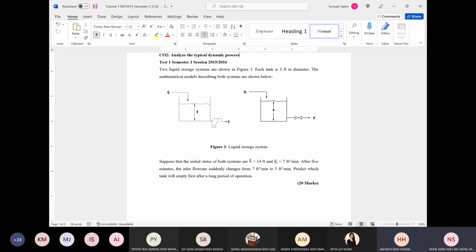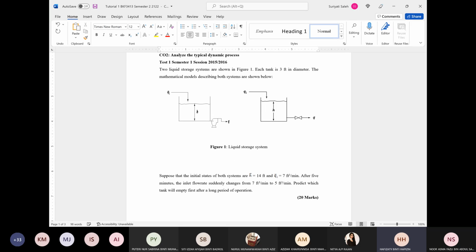For this case, I used a two liquid storage system as shown in Figure 1, and each tank has a 3 feet diameter. So we assume both tanks hold liquid and have a similar diameter. Based on this, the mathematical model is not given.